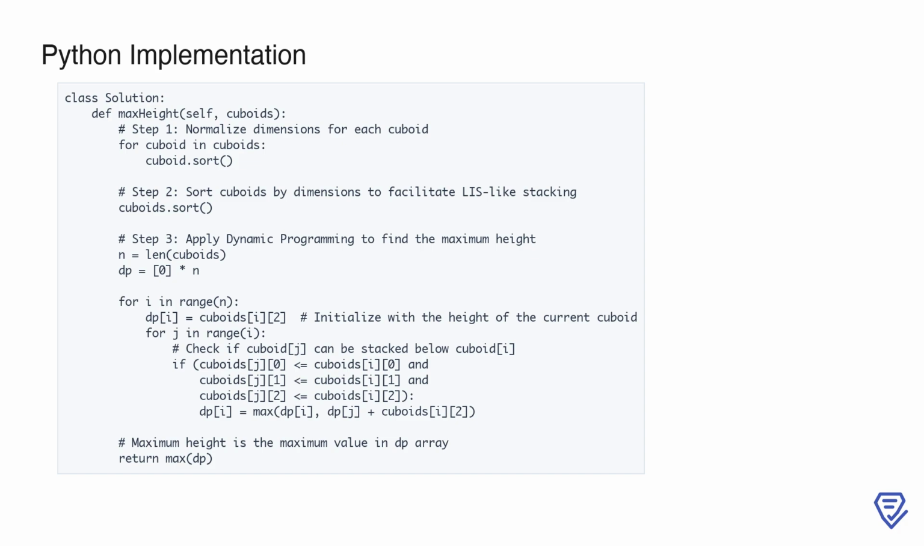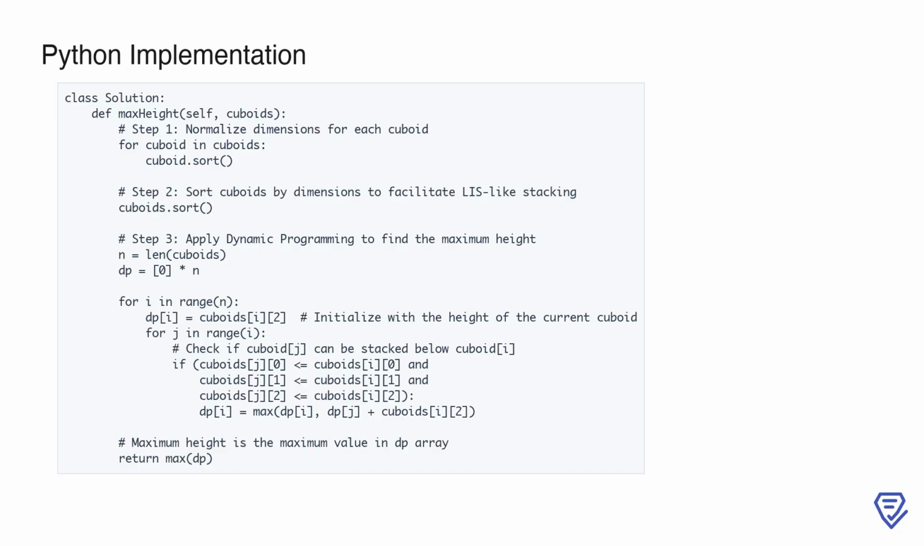The stacking condition requires that all dimensions of j are less than or equal to the corresponding dimensions of i. If the condition is satisfied, dp[i] is updated to the maximum of its current value and the sum of dp[j], the maximum height achievable with j at the top, and the height of i. Final step, maximum height. The maximum height of the stack is the maximum value in the dp array, which is computed using Python's max function.